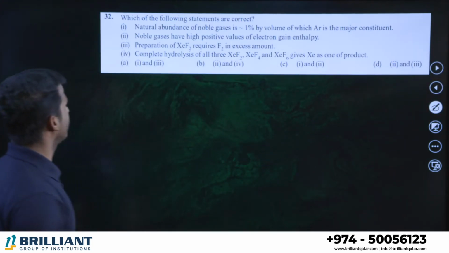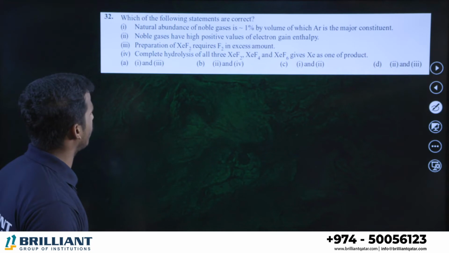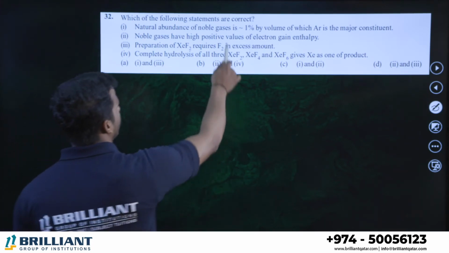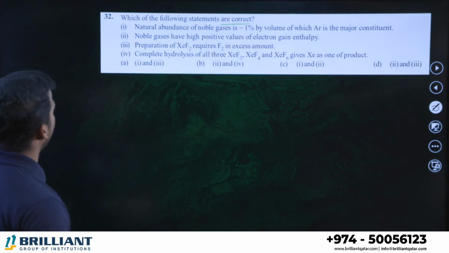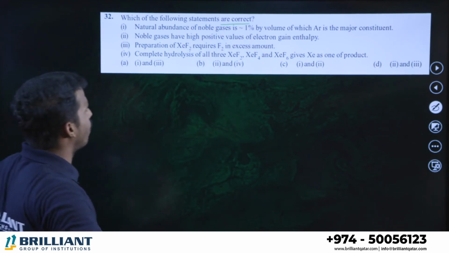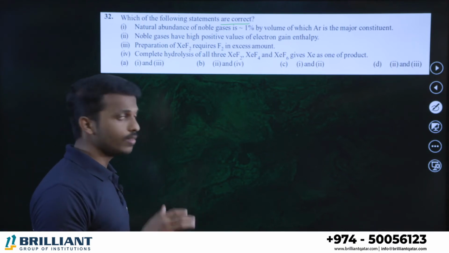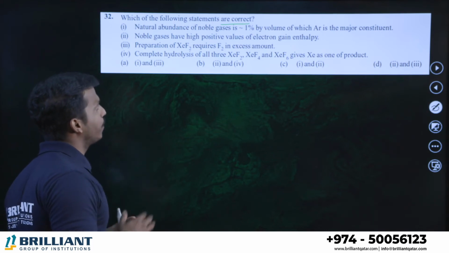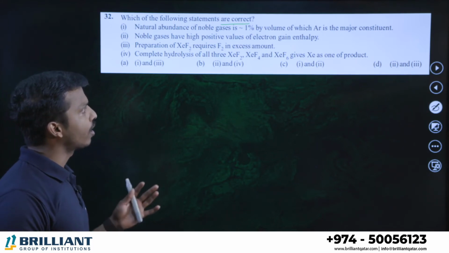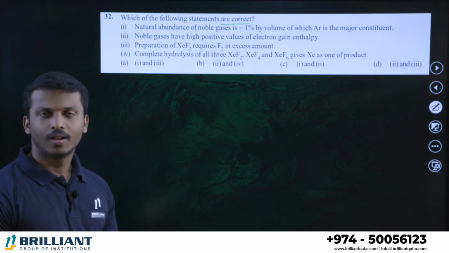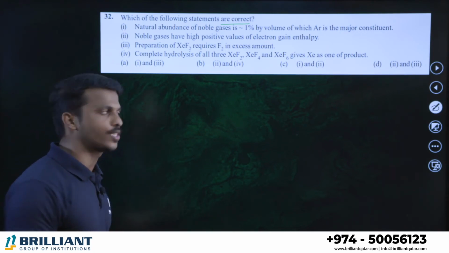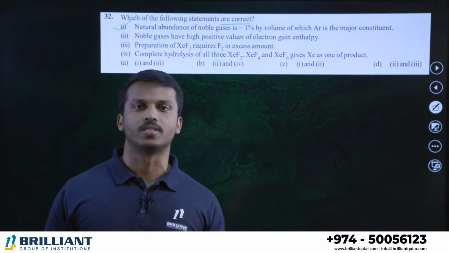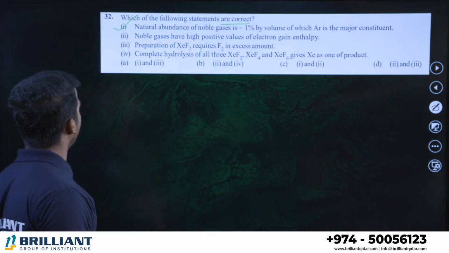Next one. Question number 32. Very important question. The question is related to, I think, the P block chapter. Which of the following statements are correct? Natural abundance of noble gases. You know noble gases, 18th group elements. Their abundance in nature is approximately 1% by volume, of which argon is the major constituent. Read NCERT carefully, all of you. This is the correct statement. Among that, argon is the predominant one.